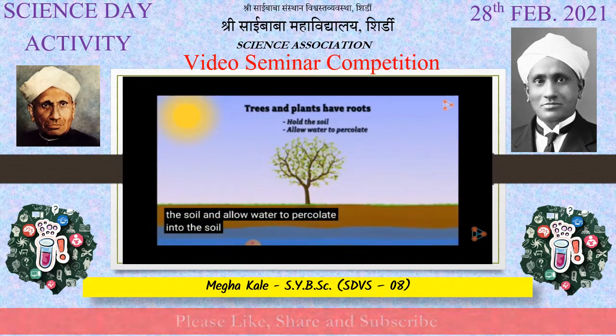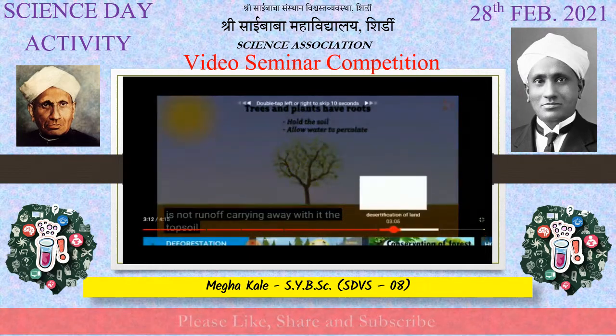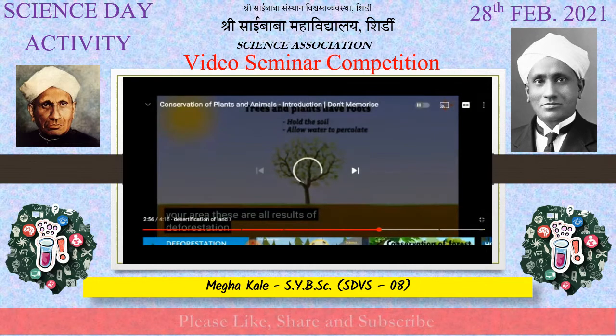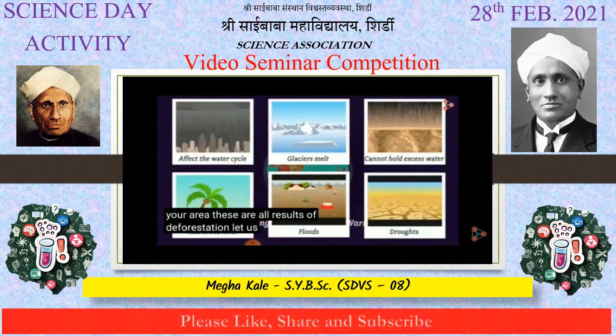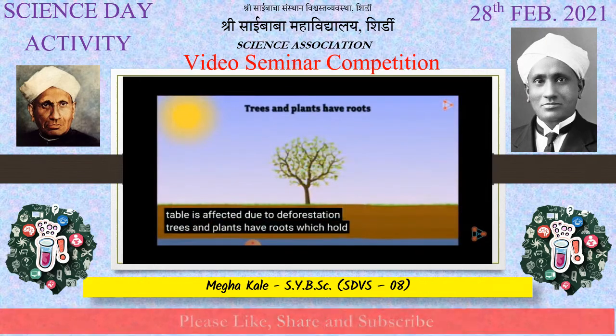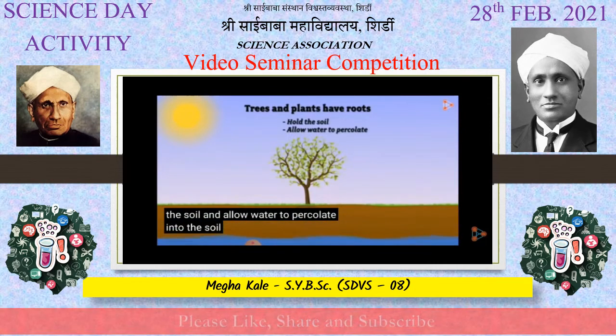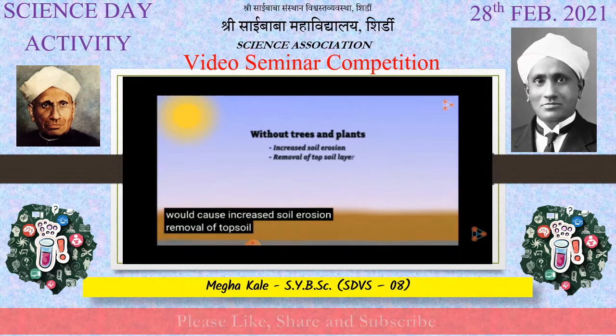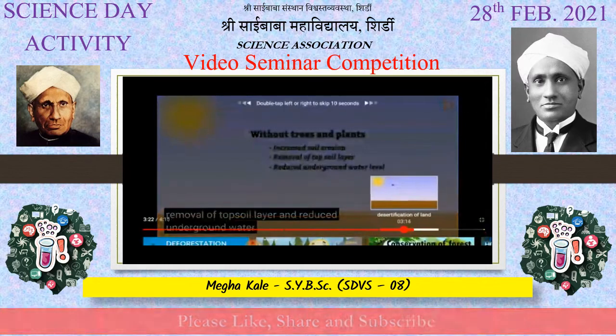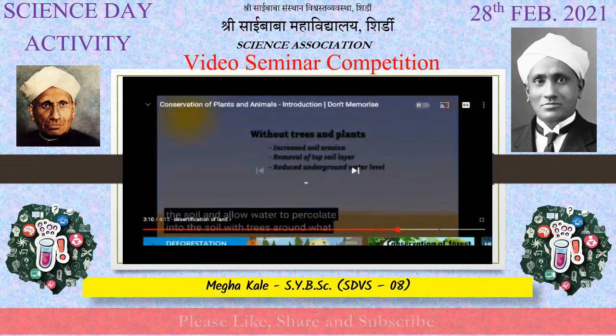Let us see how the water table is affected due to deforestation. Trees and plants have roots which hold the soil and allow water to percolate into the soil. With trees around, water does not run off, taking away the topsoil. This means absence of trees will cause increased erosion, removal of the topsoil layer, and reduced underground water levels. Soil devoid of its top layer is infertile, and gradually open lands become deserts.